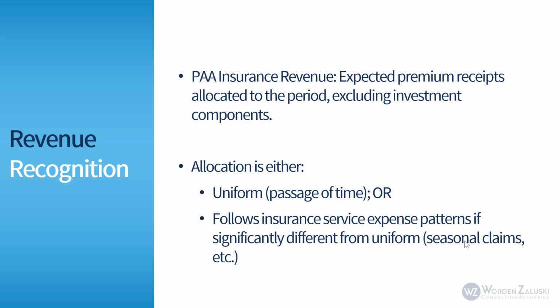Next, we'll talk about revenue recognition. Under the PAA, your insurance revenue is equal to your expected premium receipts allocated to the period, excluding any investment components. So it's equal to your premium received in the period and earned. The allocation is either uniform or straight line passage of time, or it would follow the pattern of your insurance service expense or your claim patterns if it's significantly different than uniform. So for example, seasonal claims such as hurricane claims or snowmobile claims. Typically snowmobiles are only used in the winter, so you'd only see snowmobile claims in the winter.